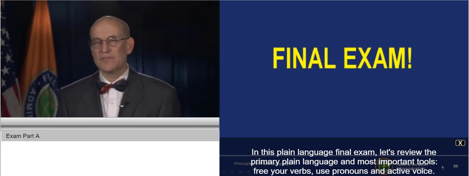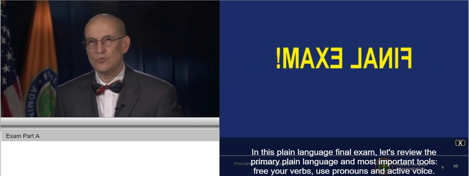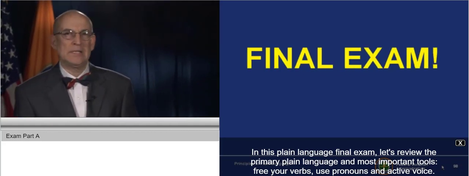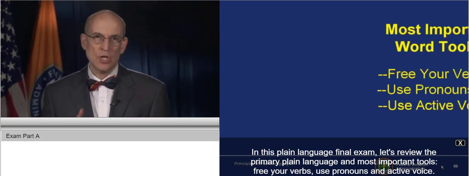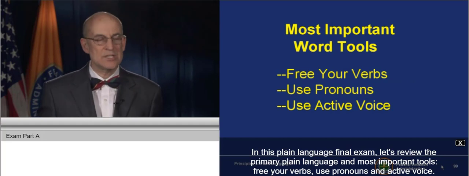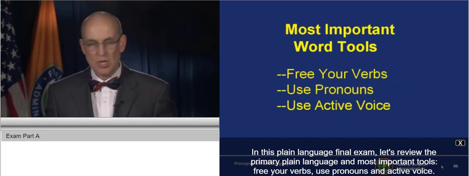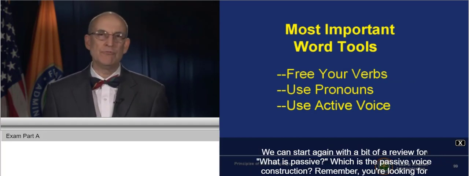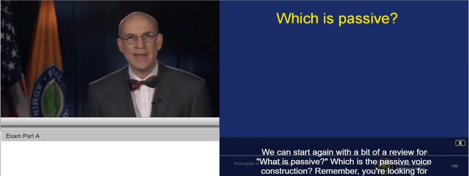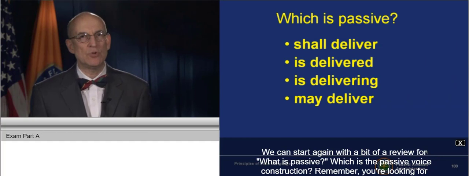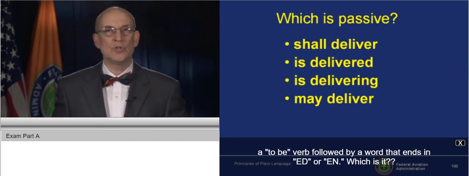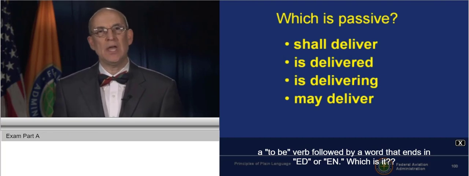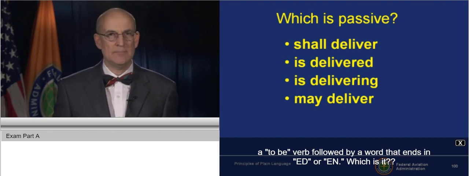In this plain language final exam, let's review the primary and most important plain language tools. Free your verbs, use pronouns, and use active voice constructions. We can start again with a little bit of a review of what is passive. Which is the passive voice construction there? Remember, you're looking for a to be verb followed by a word that ends in ed or en. Which is it?